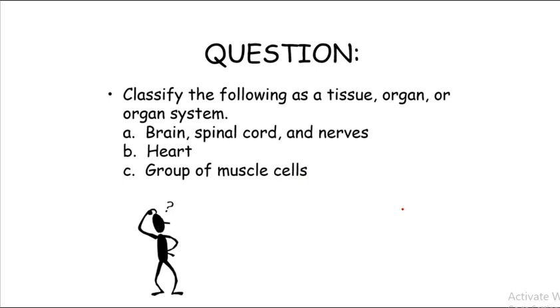Question: classify the following as a tissue, organ, or organ system. The brain is an organ, the spinal cord is an organ, nerves are tissues. The heart is an organ, a group of muscle cells are tissues.